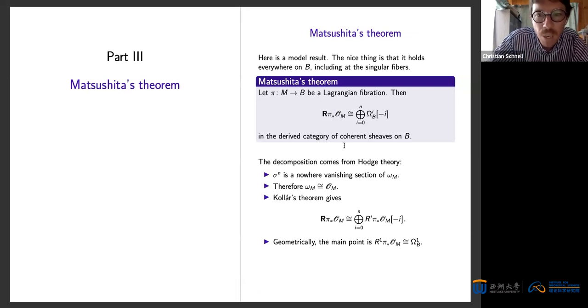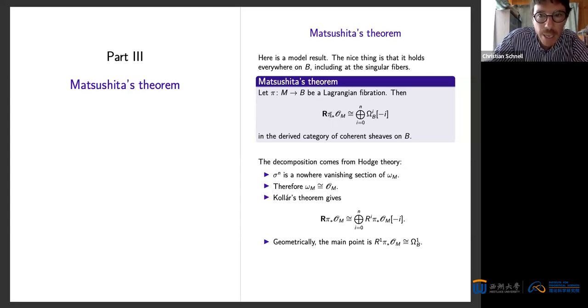Okay. So the first claim is that this derived push forward splits into sheaves. And this is actually just plain Hodge theory. This is a theorem by Kollár. So the point is, I look at sigma to the n, the nth power of the symplectic form. That's a nowhere vanishing holomorphic form of degree 2n. So this is a nowhere vanishing section of the canonical bundle. Therefore, the canonical bundle is trivial.